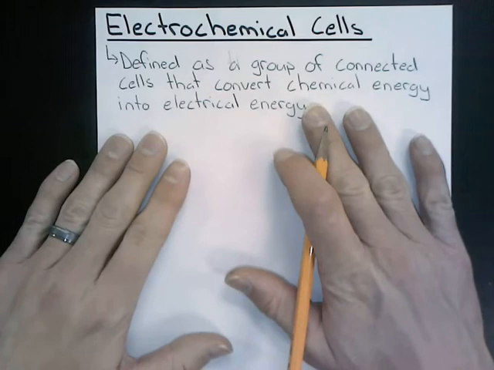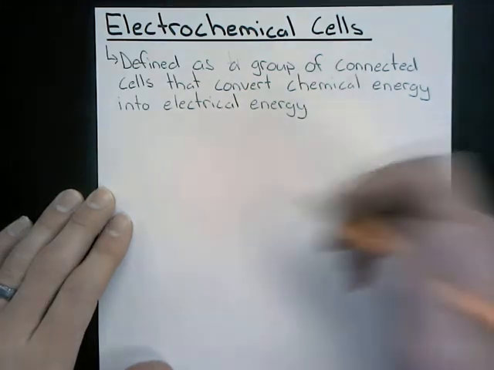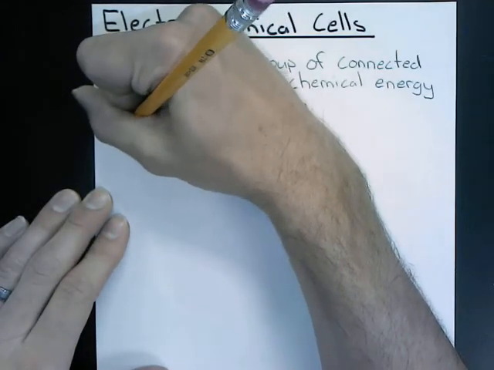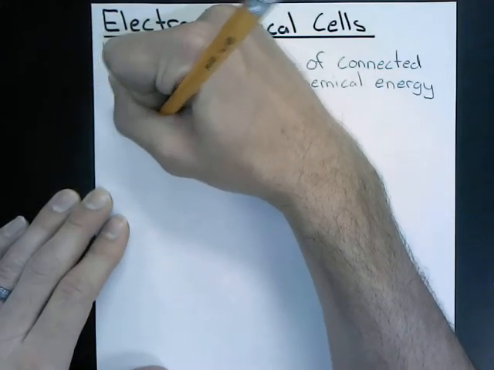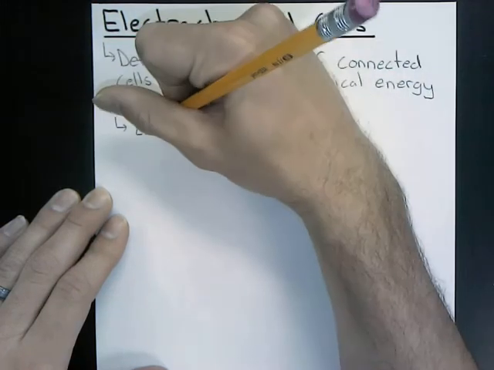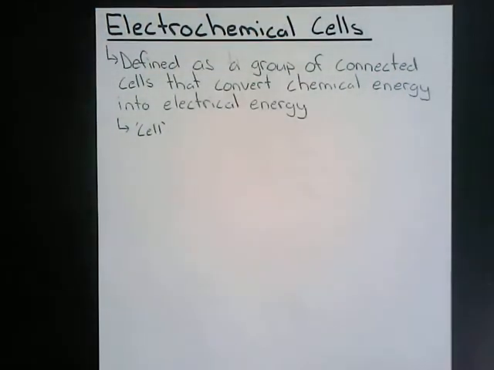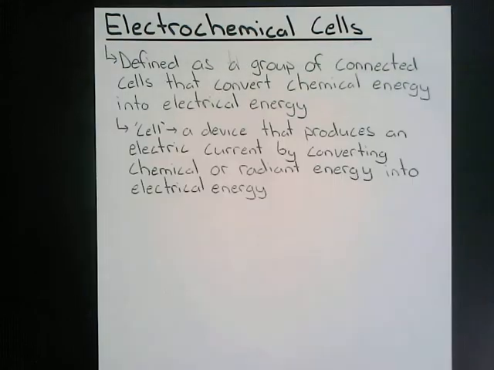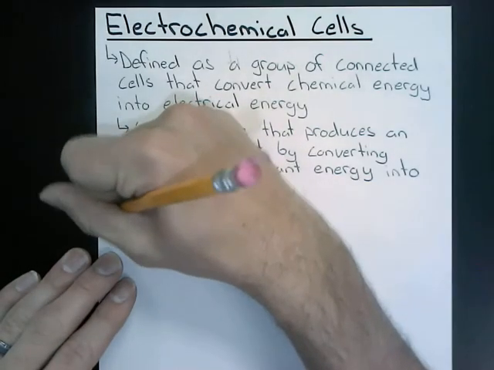Now, as we talk about this, we need to talk about the term cell that we describe this electrochemical business with. A cell in this case is a device that produces an electric current by converting chemical or radiant energy into electrical energy. Now, let's put this in perspective and go over an example.